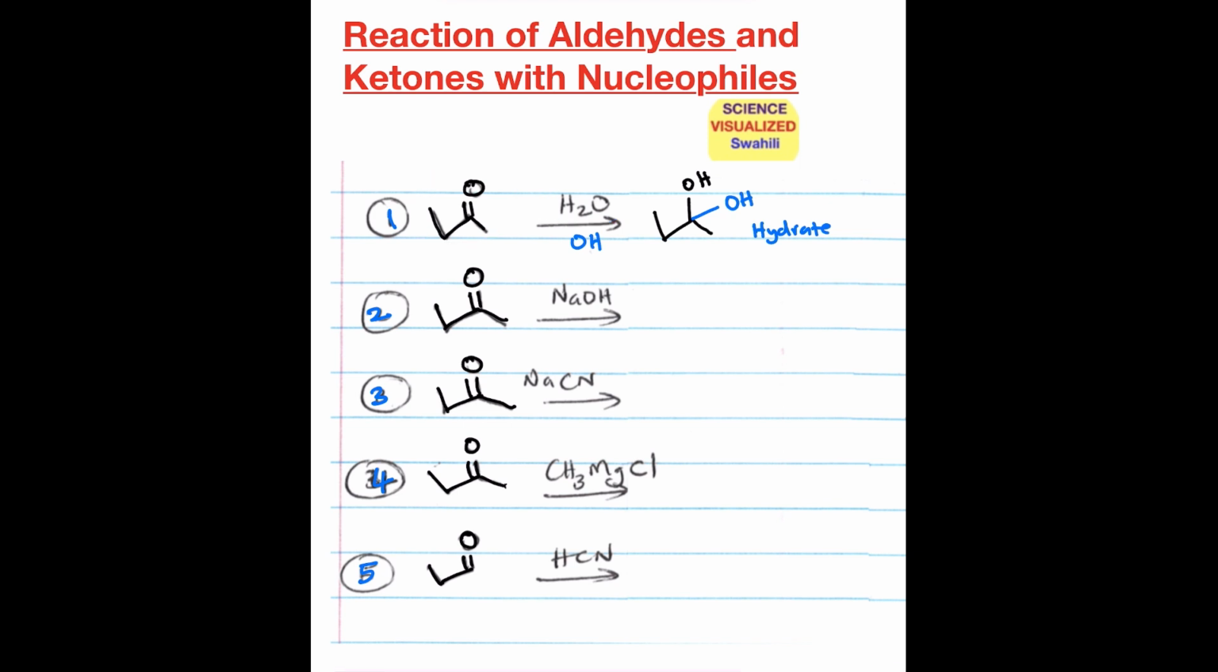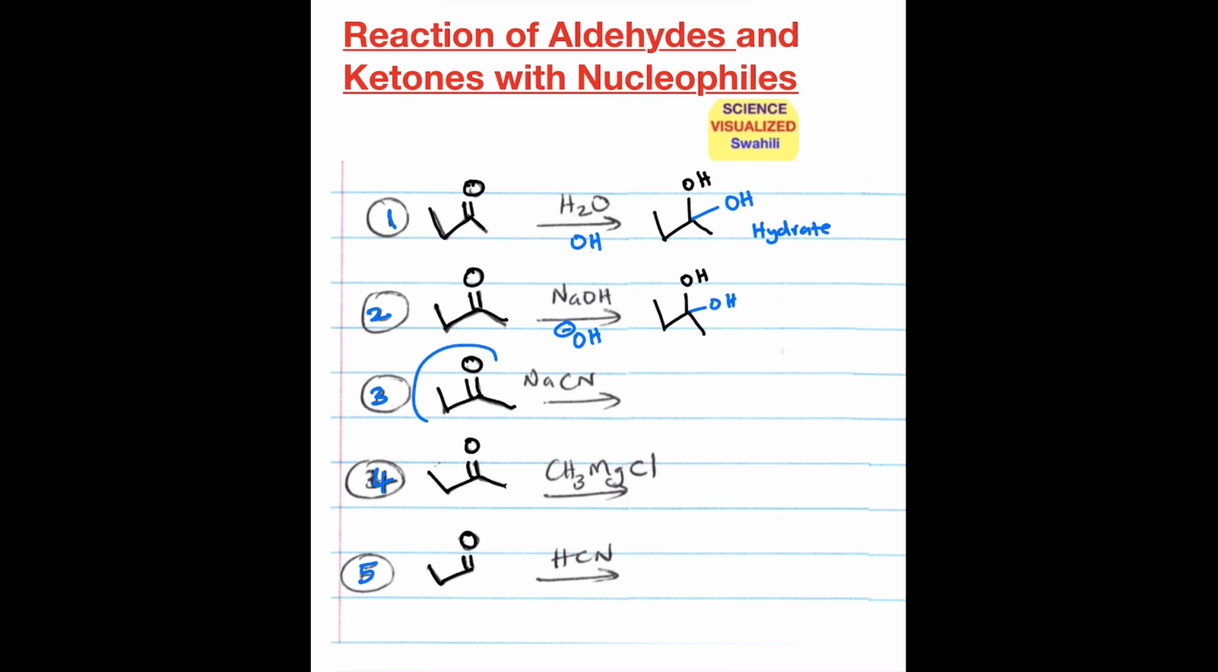Question number 2. Here we're using the same ketone, now reacting with the base, sodium hydroxide, and that actually gives the OH minus. So it's a negatively charged nucleophile. Again, you end up with a product where now the carbonyl becomes an alcohol, and then you add the nucleophile, the OH, and we still have this carbon there. And that's also a hydrate.